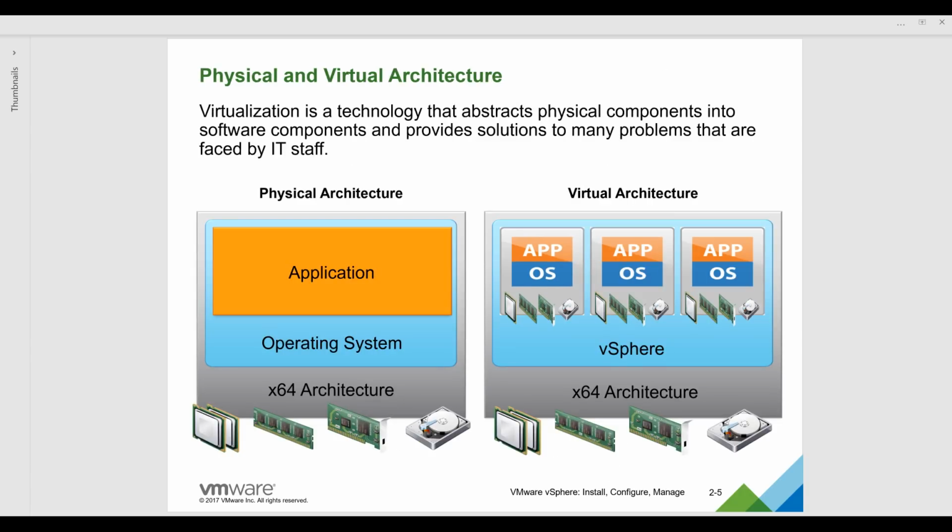So what about your physical and virtual architecture? Virtualization is a technology that is an abstract of your physical components and puts it in software components or files that provides solutions that IT staff are faced with today. So let's take a little bit more in-depth look at physical architecture. With a physical architecture, you have your CPU, you have your memory, you have your NIC, and you have your hard drive.